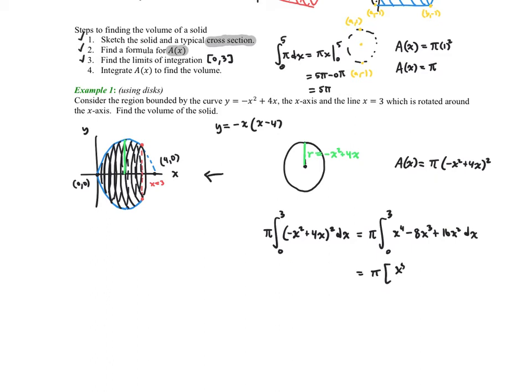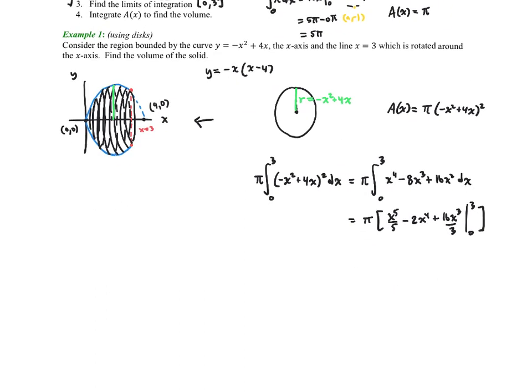This would be x to the 5th over 5. Oh yeah, it's about to get ugly. Minus 2x to the 4th, plus 16x cubed over 3, evaluated from 0 to 3. That's not as bad as I thought it would be, but it's still not great. I would suggest doing this with a calculator.